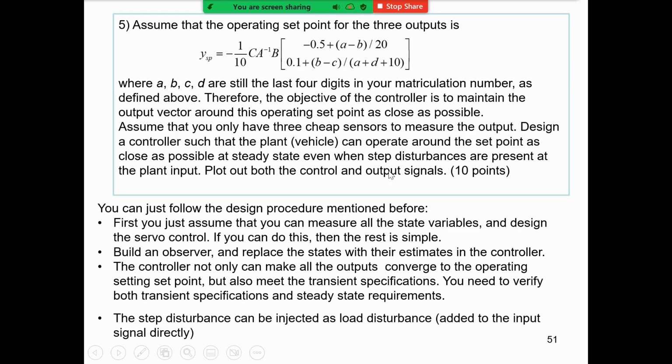Then you also should study how the step disturbance can be rejected. Then for this problem, how do you add the disturbance? You just add the disturbance in this way as a load disturbance. You put a disturbance as an input signal.